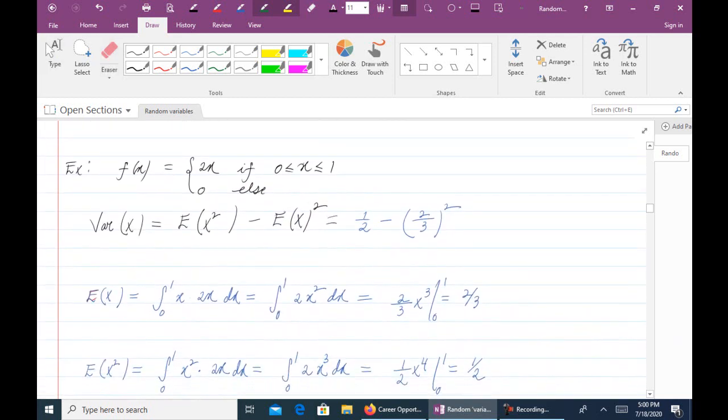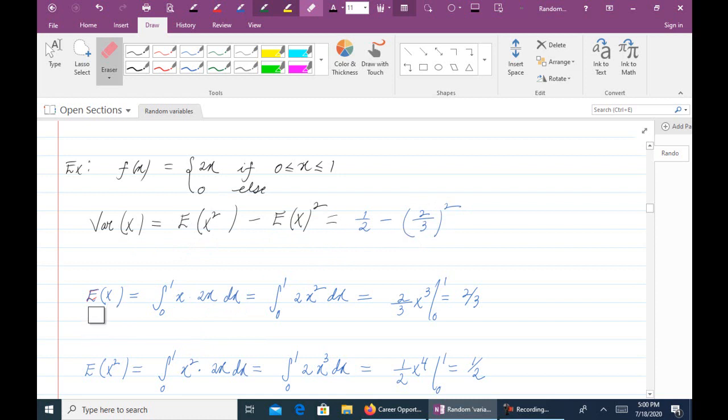So here's an example. Let's say we have a variable x with PDF given by f of x equal to 2x if x is between 0 and 1, and it's 0 otherwise. So what's the variance of x? Well, the variance of x is the expected value of x squared minus the expected value of x, whole squared. Now we'll show that the expected value of x squared is 1/2 and the expectation of x is 2/3, so you square that and then whatever you get out of that.